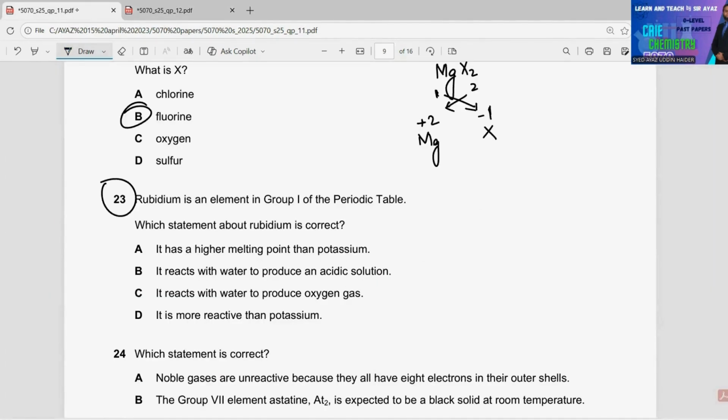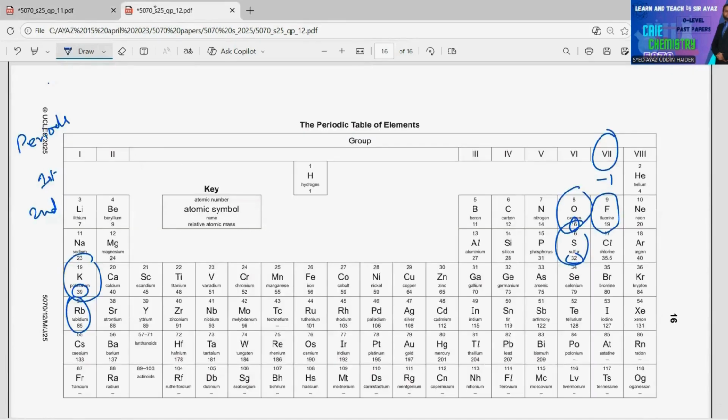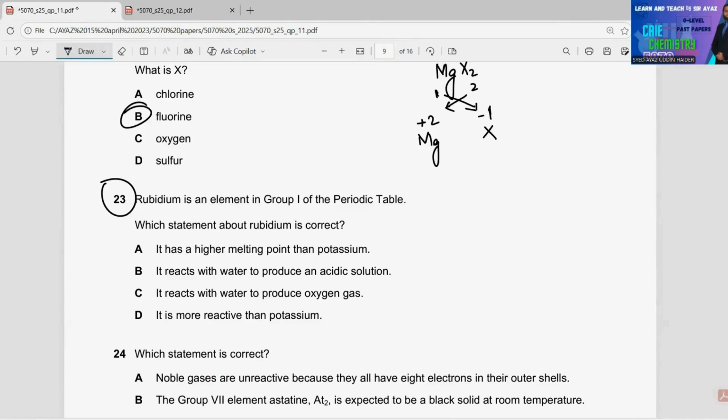It has a higher melting point than potassium. You know the trend in group 1. The melting point decreases down the group. It does not increase. So this is all incorrect. Melting point must be lower than potassium.